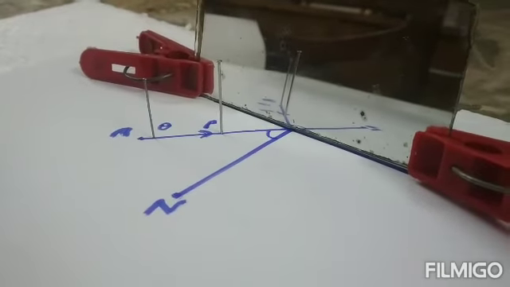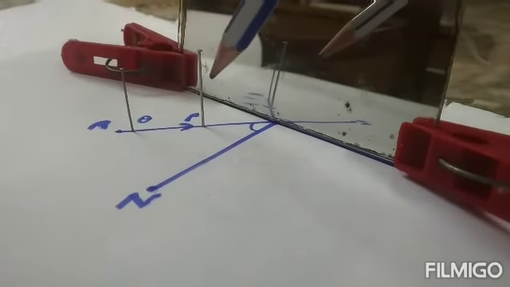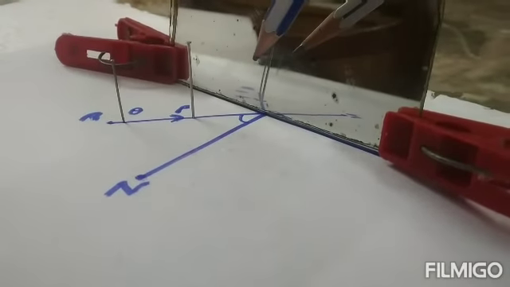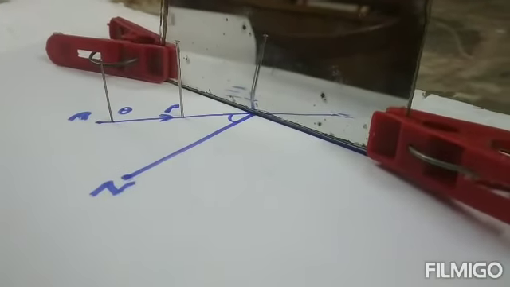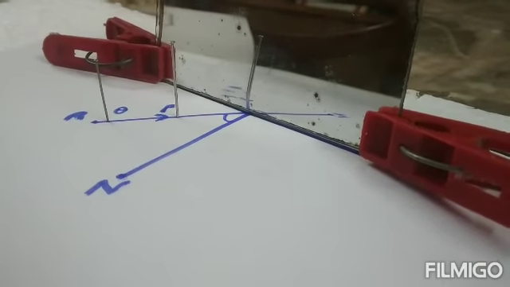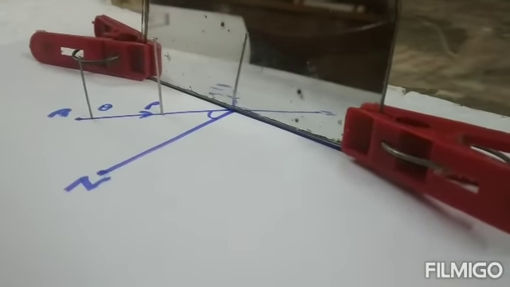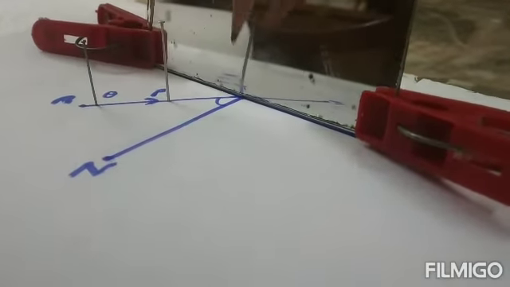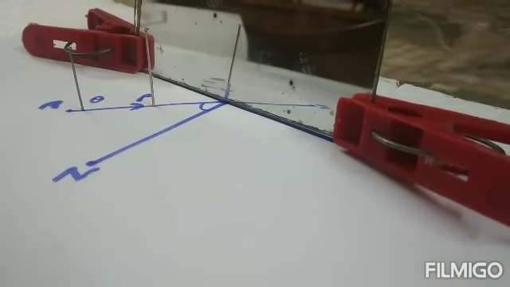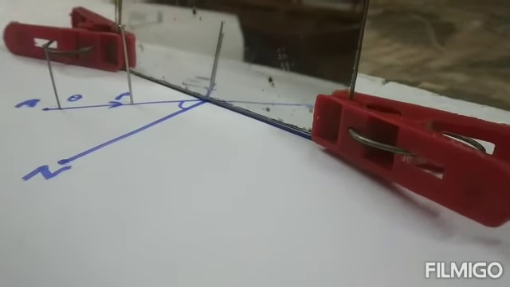Now see the image of P and Q in the mirror. You can see in the mirror the images of pins P and Q. It is very clear. We can see the images of the pins. Now we are going to fix two more pins in such a way that the images of P and Q appear to be in the same line with the two more pins which we are going to fix.